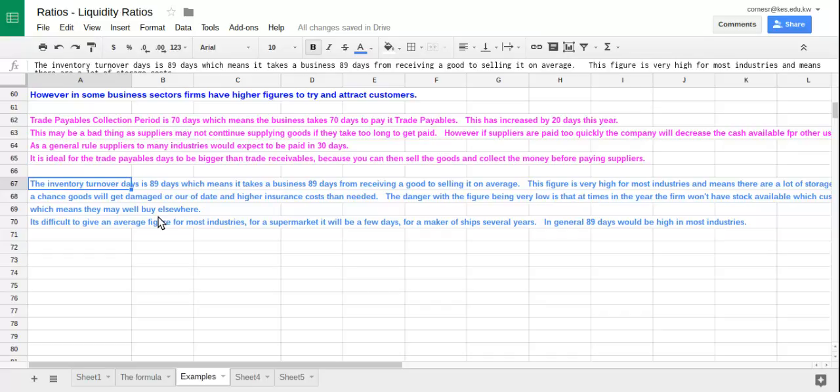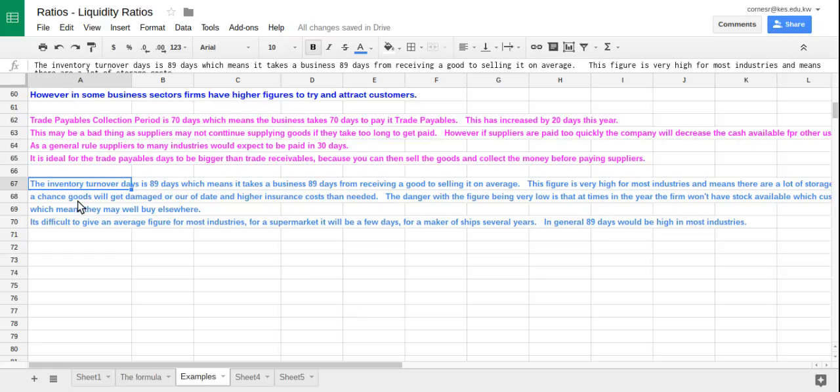But for somebody making, for example, ships, big ships, container ships, then 89 days may be a very, very small inventory turnover, because obviously it takes a long time to complete that building process for a big ship. But certainly for most industries, it's very high.